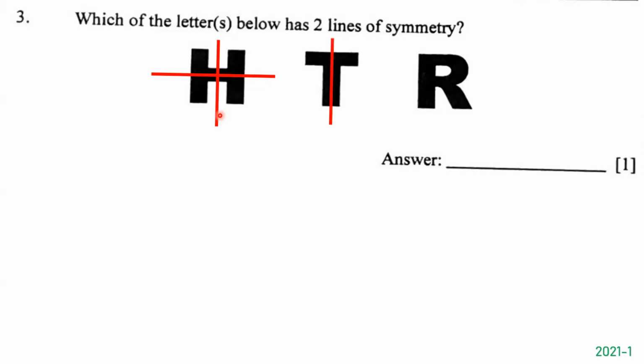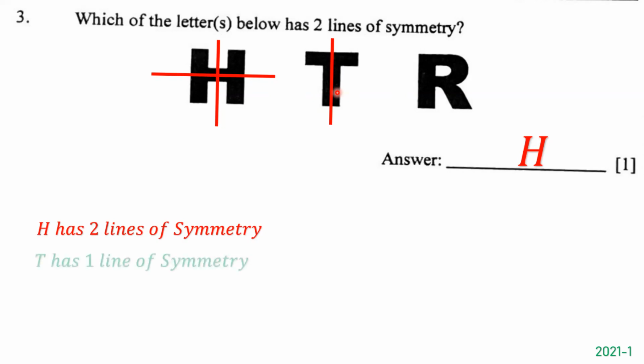Let's look at T. T has one line of symmetry and R has none. So H has two lines of symmetry. T has one line of symmetry and R has 0 lines of symmetry. Let's move on to the next question.